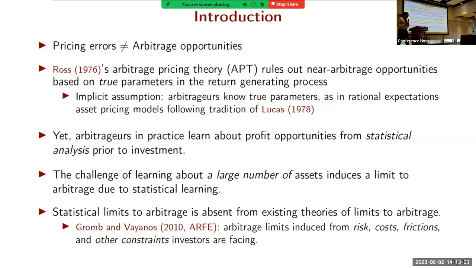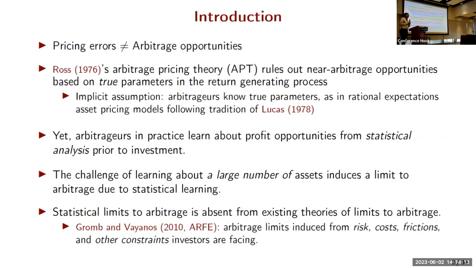Now, in the case of arbitrage pricing theory, this is not that easy, because in the original APT of Ross, he has to assume that the number of assets grows to infinity. So there is a trade-off between the dimension of the assets and the time period. If the dimension is really high, then it is impossible to learn alphas very precisely. This is the trade-off we're exploiting in this paper. At the end of the day, the challenge of learning a large number of parameters will induce a limit to arbitrage, truly due to statistical learning.